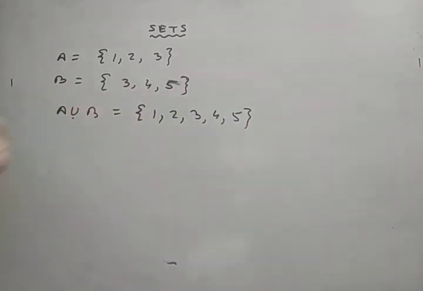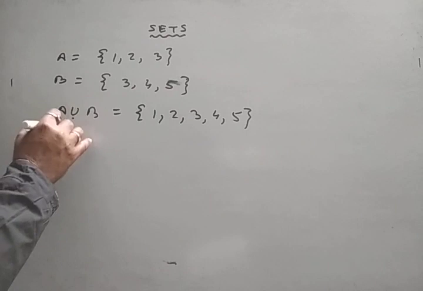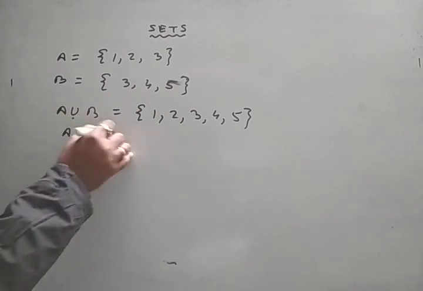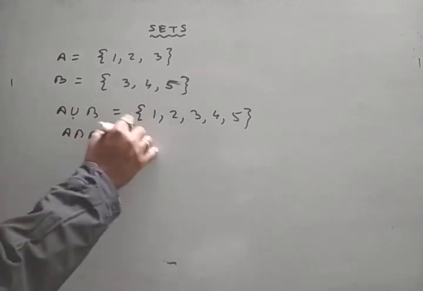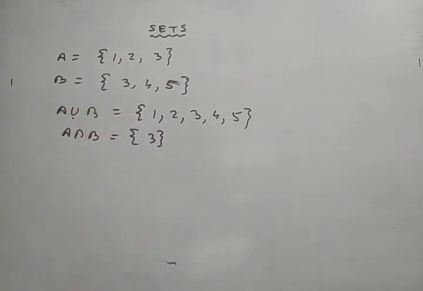A union B is a set whose elements are either in A or in B or in both A and B. A intersection B is a set whose elements are in both A and B.